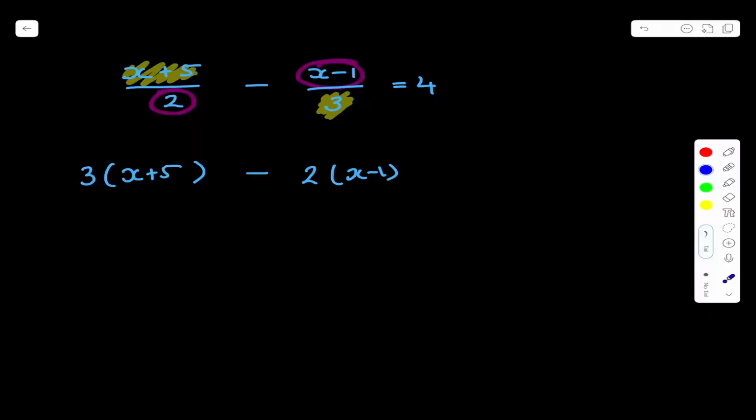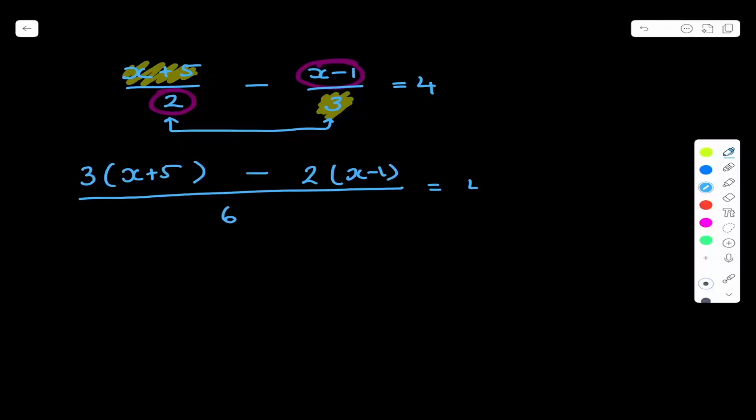Notice I always put the number first and then put this in brackets. Let's make that laser red so it's a bit clearer. Same over here, I put the number first and then put this in the brackets. So that's where this comes from. And then my denominator is just these two multiplied together. So that would be 6, and that equals 4.